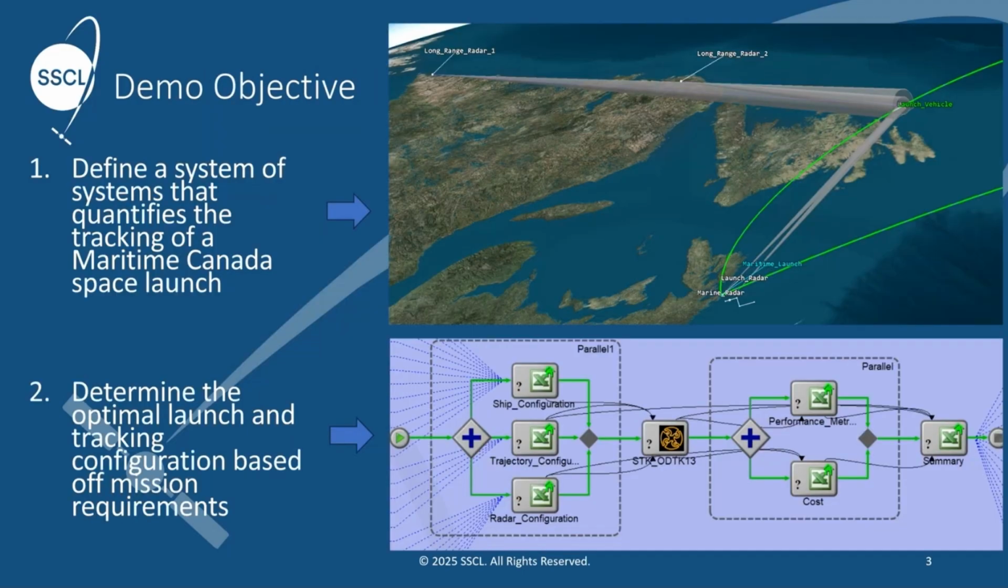Now jumping into more details, the digital thread focuses on two objectives. The first one is to model a system of systems that quantifies radar tracking of a Canadian maritime space launch. And the second is to demonstrate digital thread automation by running full cycle trade studies. Here I'll be varying radar configurations, launch trajectories, and ship paths to find the most effective setup that meets mission requirements.